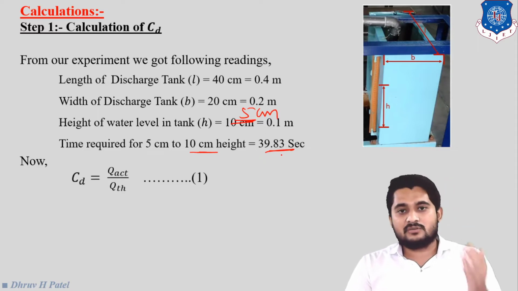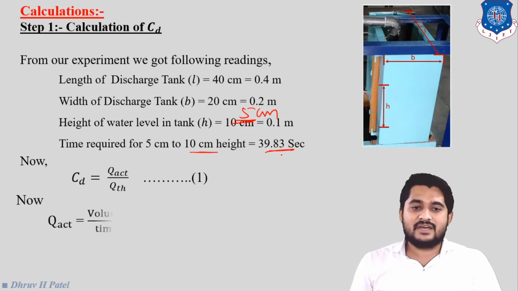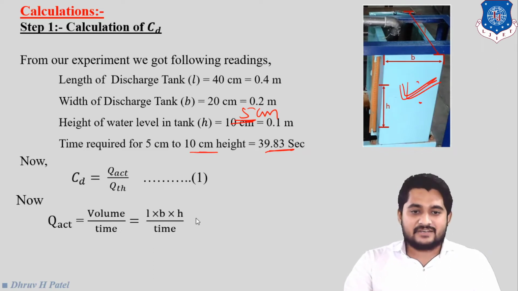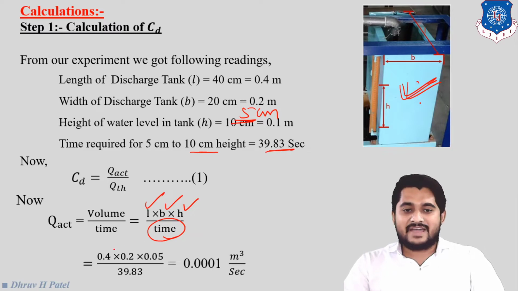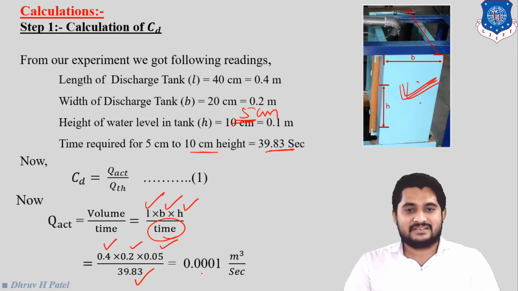So from that, we have to find out Cd. That will be Q actual by Q theoretical. First of all, let us find Q actual. So for the Q actual, we have to solve this equation, volume divided by time. So we have to take the volume of the water filled in this delivery tank: length of the water, width of the water, and height of the filled water, and the respective time required to fill the water. So L is 0.4, width is 0.2, and H is 0.05, and time will be 39.83 seconds. So our Q actual will be 0.0001 meter cube per second. The SI unit of the discharge is meter cube per second.